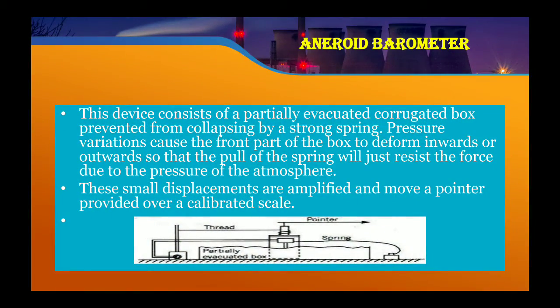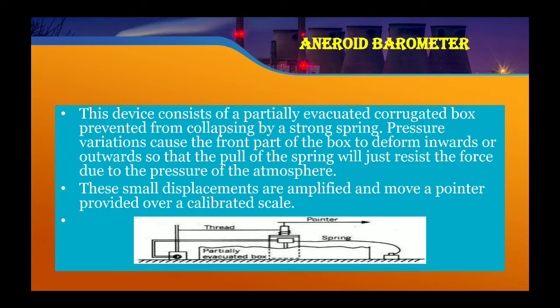Now, there are mainly two types of barometer. Number one is the aneroid barometer. This device consists of a partially evacuated corrugated box prevented from collapsing by a strong spring. Here you can see this partially evacuated corrugated box, prevented from collapsing by a strong spring. This is the spring.